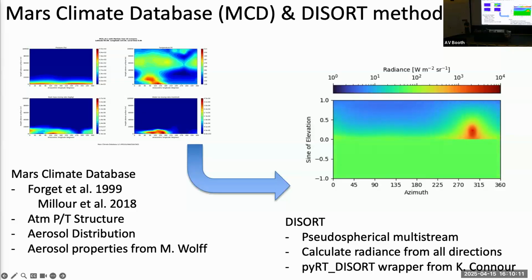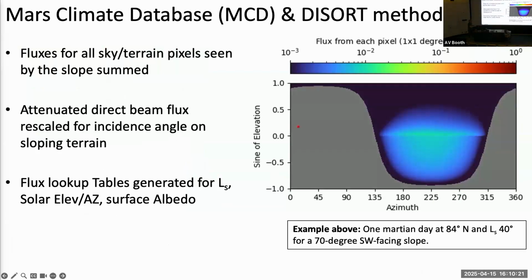So that gives you an idea of what the radiance is coming from all directions here. But these scarps don't look at all directions, right? They're looking only in one direction. So after you mask out the directions that the scarp can't see, and you adjust those radiances for the angle that you're looking at the terrain, then the fluxes actually look something more like this.